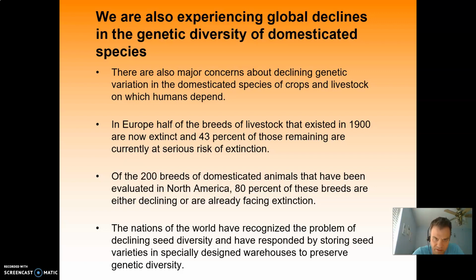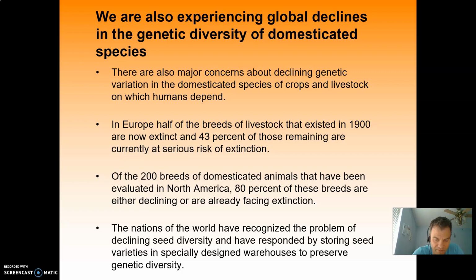Of the 200 breeds of domesticated animals that have been evaluated in North America, 80% of those breeds are either declining or already facing extinction. So even in America, this is big as well. 80% of the breeds are declining or already facing extinction.